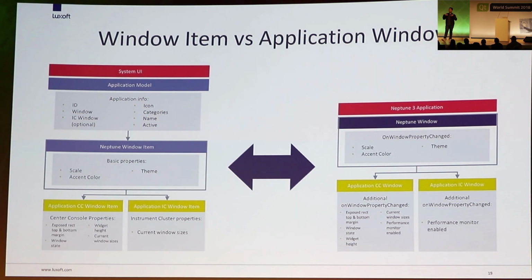So in Neptune we provide the application window to be used by the applications. And then the system UI will catch this application window and show it in the application window item. This is a QML component that is provided by the Qt application manager to show the content from the application. And since Neptune has some required properties like scaling, accent color, and theme, those properties are embedded into the Neptune window itself, and then the application CC window can already use those. And I mean, between application CC window and IC window.